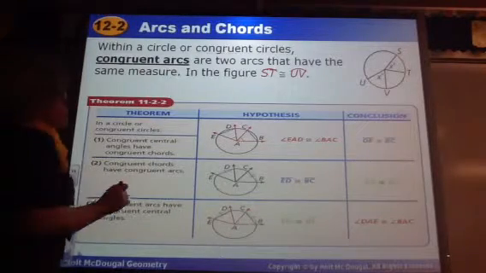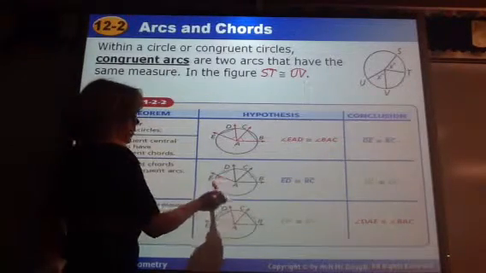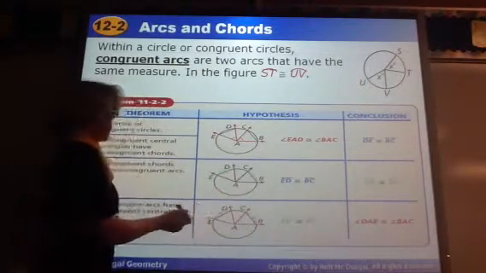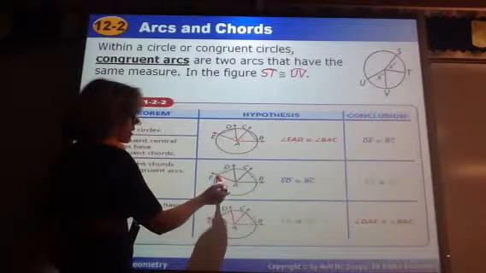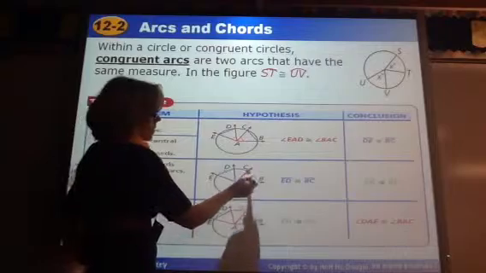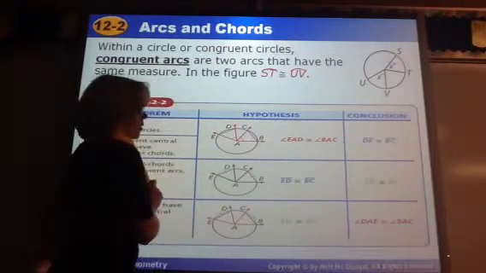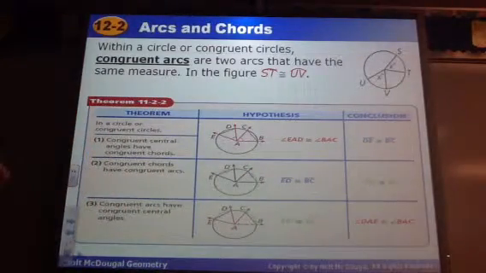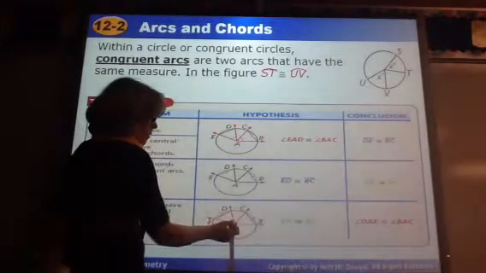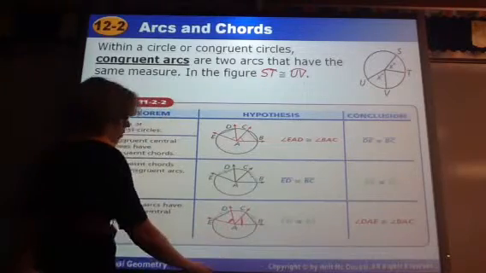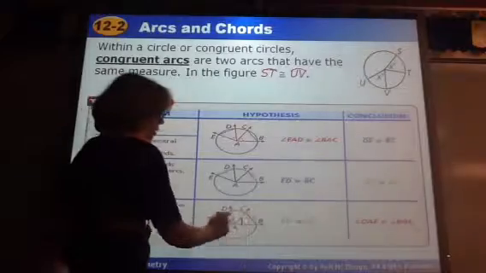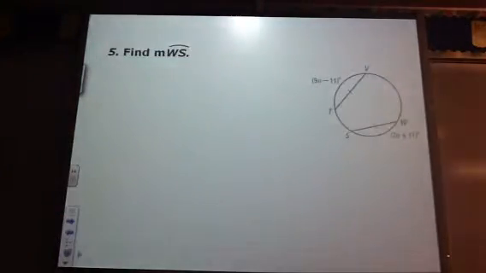All right? If you have congruent chords, right here you start with chord DE congruent to chord CB because of your markings, then you know that the arc ED and the arc CB are also congruent. If you start with congruent arcs, then you know their central angles are congruent, or you can even say their chords are congruent. So let's apply some of this.